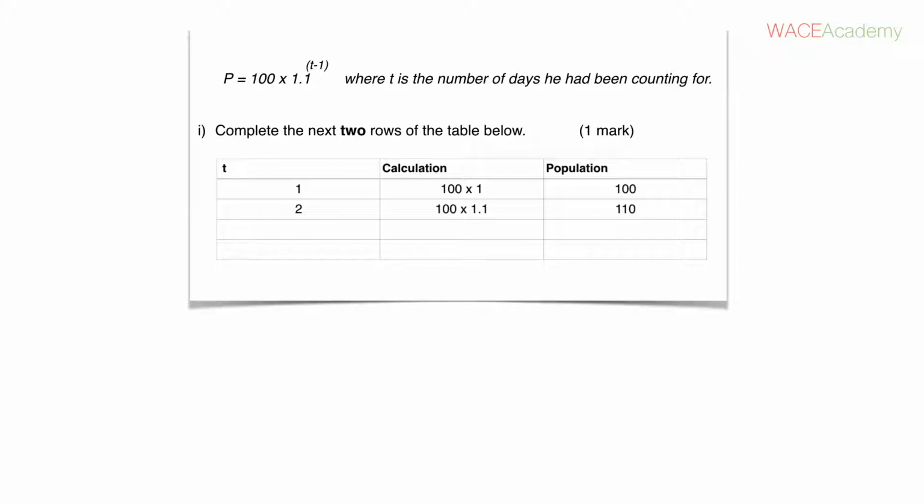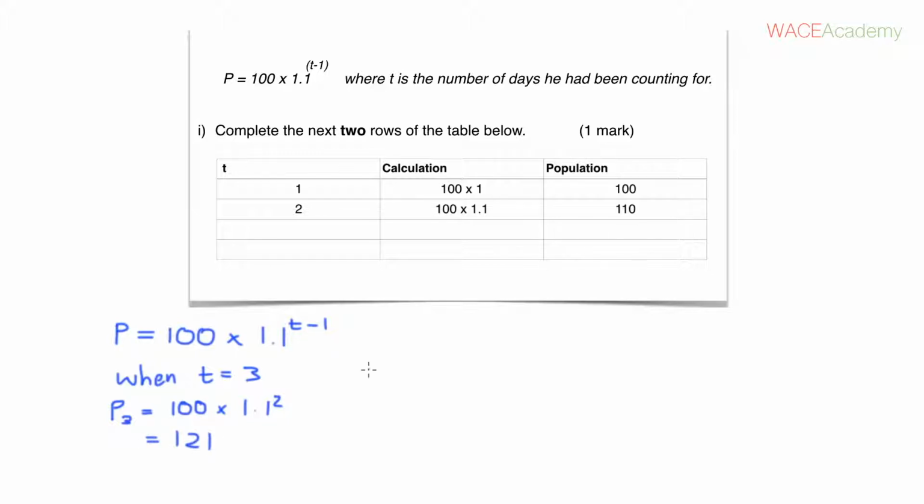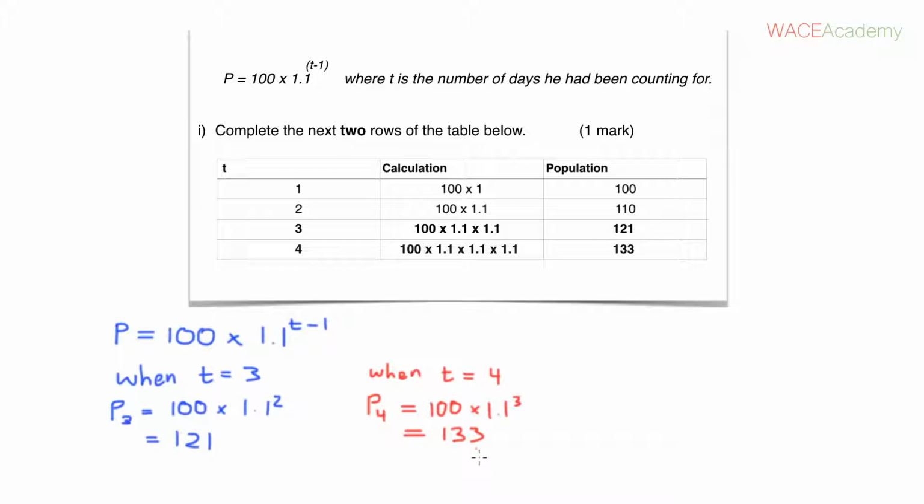The first part asks us to complete the table. This involves identifying the correct equation to use along with the values to substitute into it. Here we will use the formula for population given to us. The third row will be after 3 days, so we'll substitute t for 3. 100 multiplied by 1.1 multiplied by 1.1, which gives us 121, rounded to the nearest whole unit. The fourth row is pretty much the same, but it is a day later, so t is 4. The calculation will be 100 multiplied by 1.1 multiplied by 1.1 multiplied by 1.1, rounded to the nearest whole unit, because you can only have whole flies.